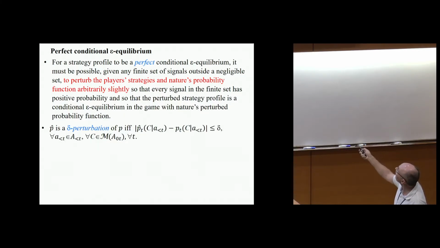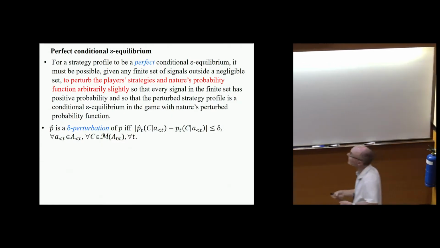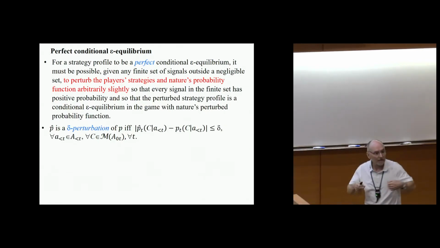So that's this number. We're going to say that p hat is a delta perturbation of p if the probability that p hat assigns to any such measurable set, conditional on any history, is within delta of what p would assign to that. So it's a very strong condition: to be delta close, you have to be delta close in probability for every measurable event for every history.